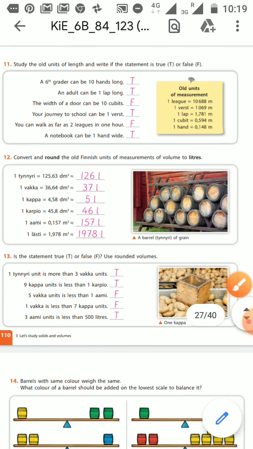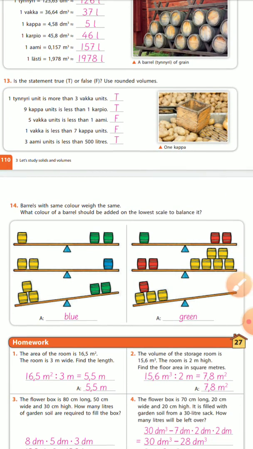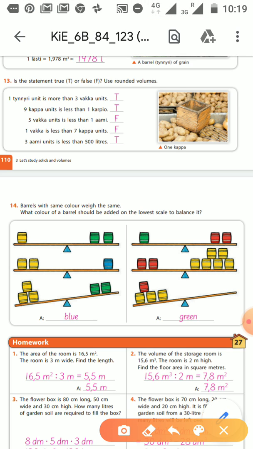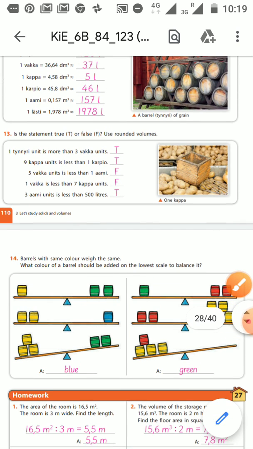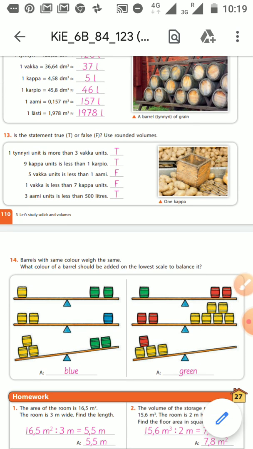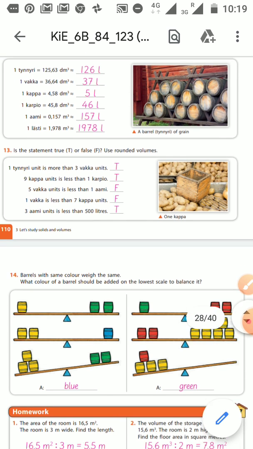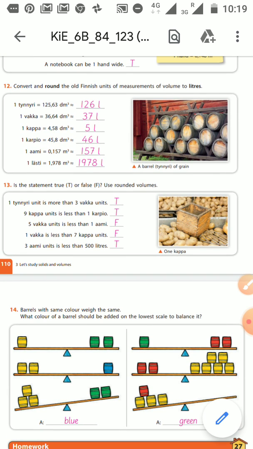Okay, this one again, this is tricky, but good luck if you've got them right. You just look at the units and convert them here. So you've got one, how do you say that? Ternary unit is more than 3. Let's look at that example. Well, you know that a vaca is 37. Okay, so what's 3 times 37? 3 times 30 is 90. 3 times 7 is 21. So that's 117. Yes, one ternary is bigger than that. So it's true on there.